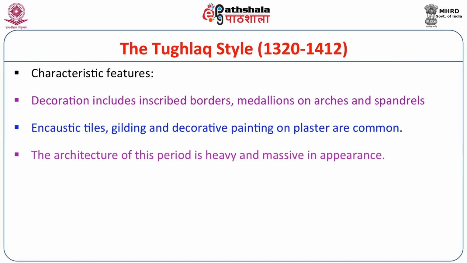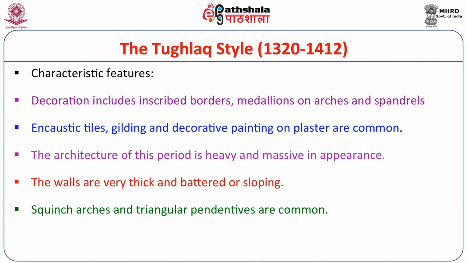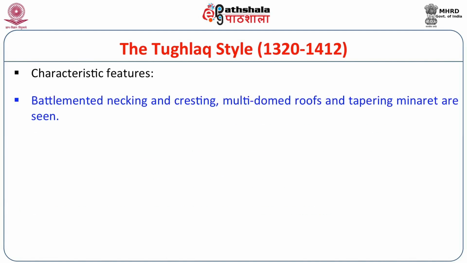The architecture of this period is very heavy and massive in appearance. Sometimes we call it military architecture, which expresses virility and strength. Sometimes we can also say that it is very masculine in character. The walls are very thick and sometimes battered or sloping. Squinch arches and triangular pendentives are commonly found. Battlemented necking and cresting are found over the forts and sometimes over the monuments also. Multi-domed roofs can be seen on the monuments, and tapering minarets are also present.